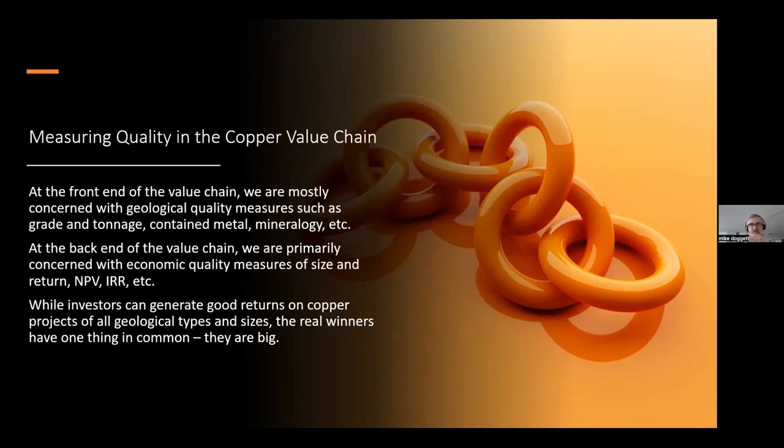But while investors can generate good returns on any type of copper project, they certainly can't generate good returns on all projects, which is why we're talking about quality measures. But the real winners in the copper space, and probably true in almost any sector of the mineral space, are the big ones, the big projects, the big mines. Those are the ones where you really can capture value. So in the copper space particularly, size really does matter.